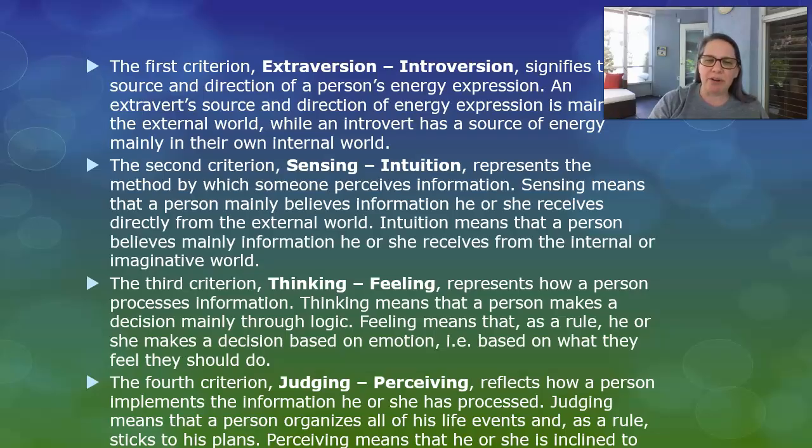And then the fourth criterion is judging and perceiving. This reflects how a person implements the information that she's processed. Judging means that a person organizes their life events and sticks to their plan. And perceiving means that they will improvise, or they will tend to look for alternative options.